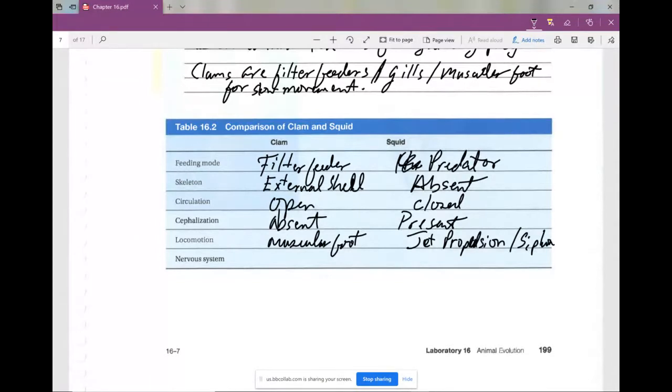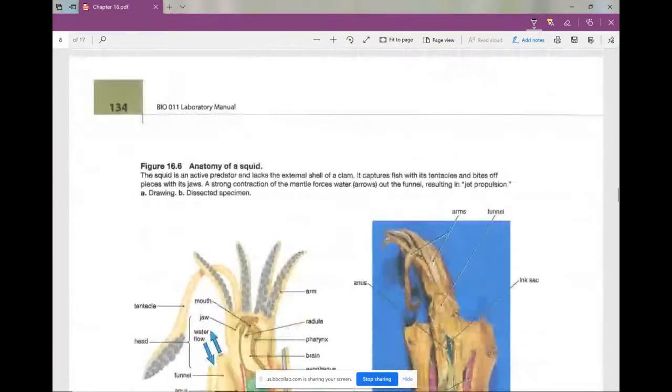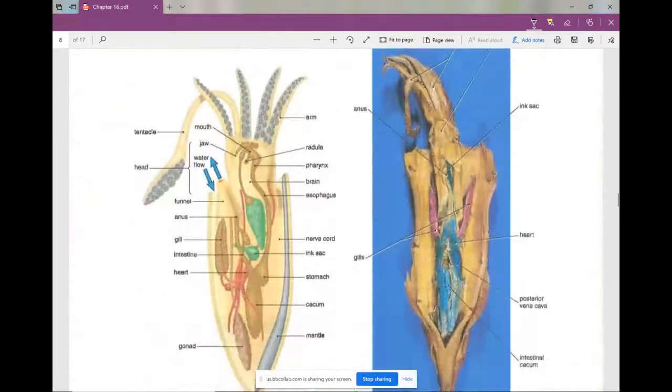Nervous system. Minimal, I guess. Includes a brain. Eyes. This is advanced. Okay, here's the anatomy of the squid. Again, know your gills. Be able to identify the ink sac.